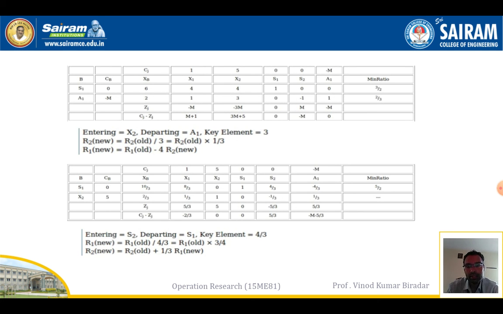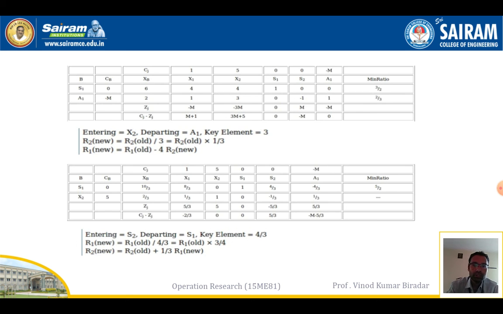Once you calculate this, again you calculate the zj values. The zj value is, for example, 0 into 8 by 3 plus 5 into 1 by 3, you will get 5 by 3, like that to calculate. Once you calculate the zj values, go for cj minus zj values. The top is cj, the bottom is zj. So 1 minus 5 by 3, we will get minus 2 by 3. Like that you solve.